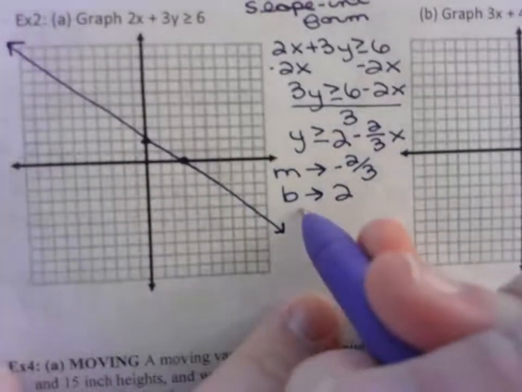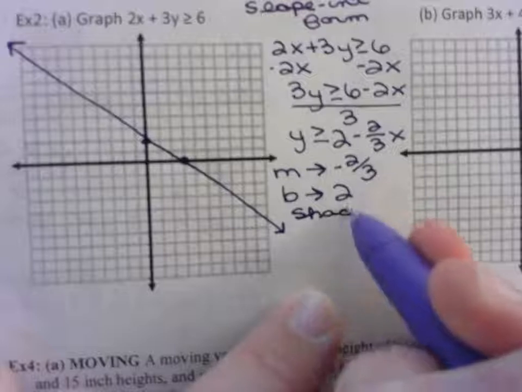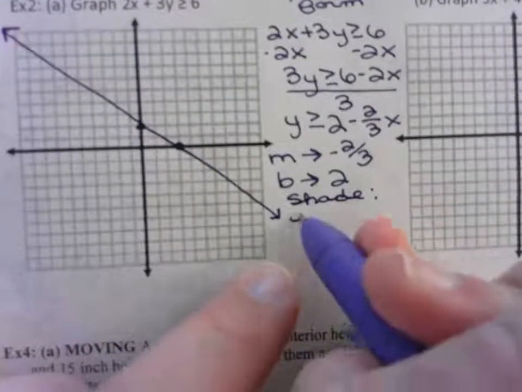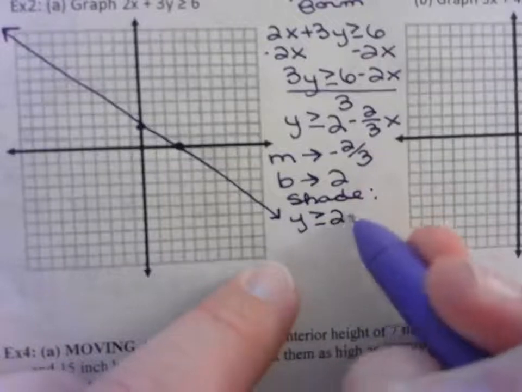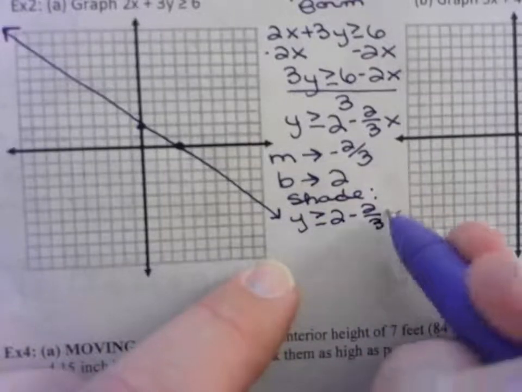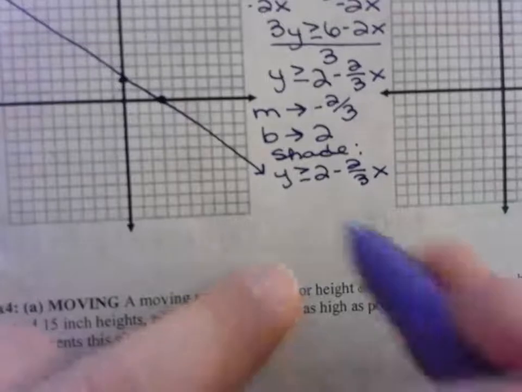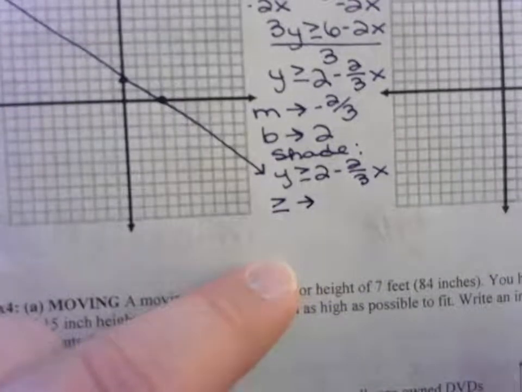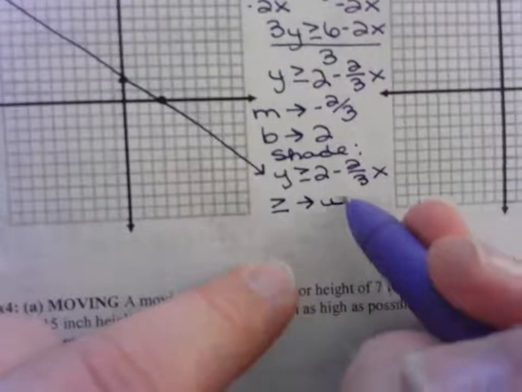So to check which way to shade, you can use a shortcut if it's in y-intercept form. Y is greater than or equal to 2 minus 2/3 x. You have to use slope-intercept form. If y is greater than or equal to, I shade where? The top. I shade up.